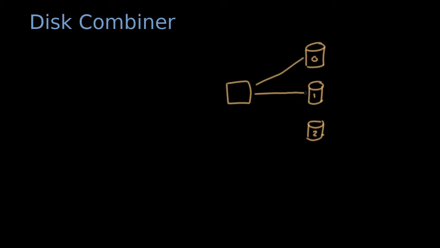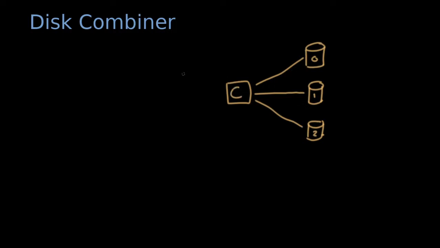With a disk combiner, we start out with a number of disks. Let's symbolize a disk with a cylinder. So we have disk 0 here, disk 1, and disk 2. Let's have 3 disks in our example. A disk combiner is a program that sits between our client and our disks. So this is our combiner.